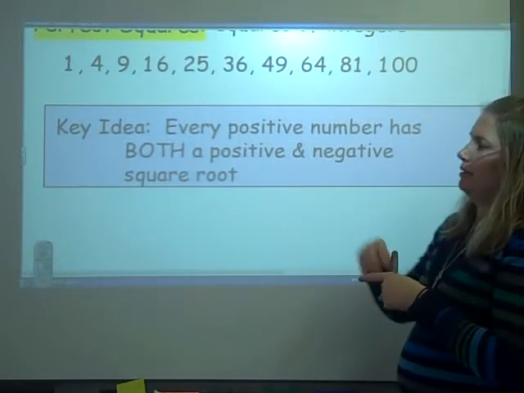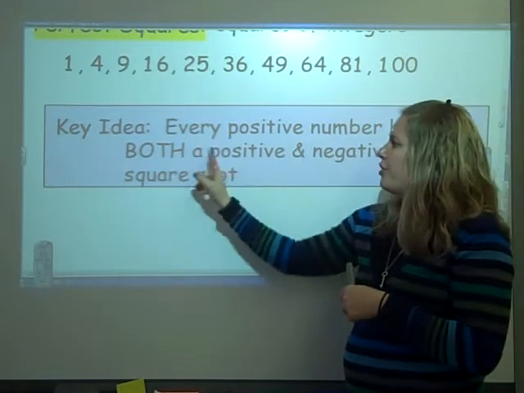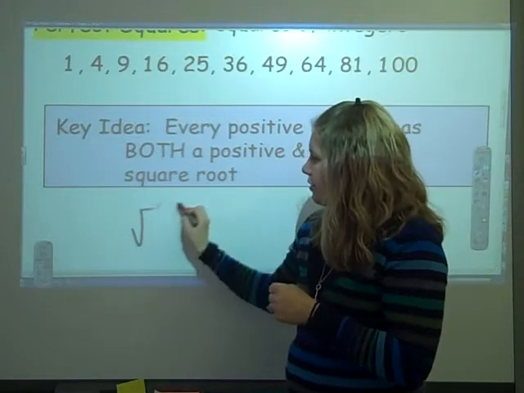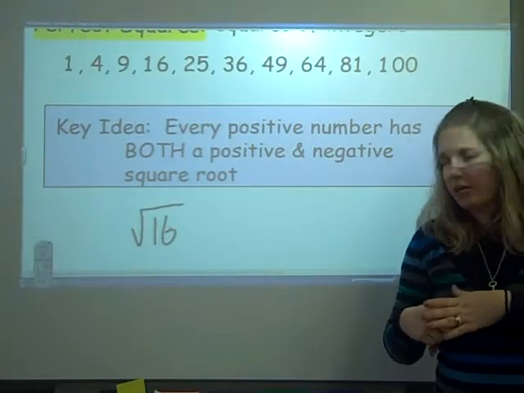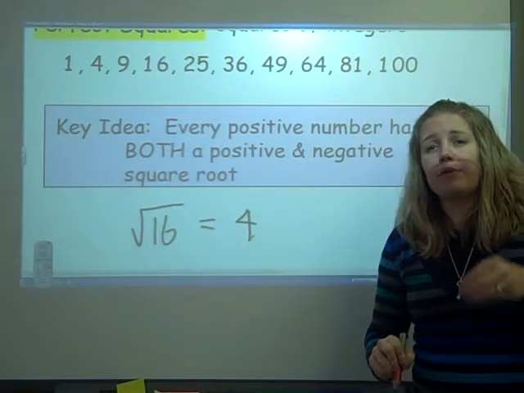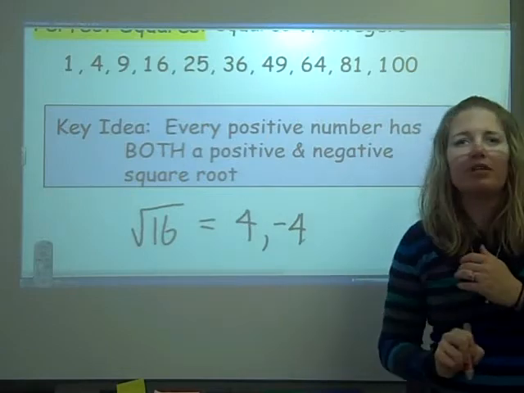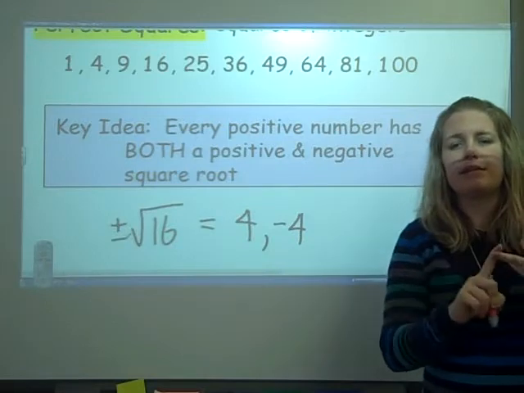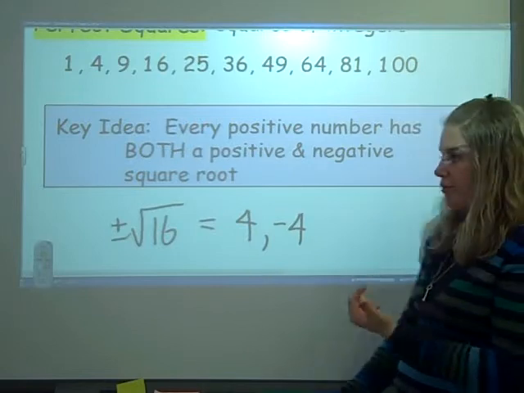Key idea, put a big star, highlight this. Every positive number has both a positive and a negative square root. What that means is if I was taking the square root of 16, I know that 4 times 4 equals 16. And I also know that negative 4 times negative 4 equals positive 16. Generally, when they ask for both answers, we will put a positive negative sign outside the radical, so you know we're looking for both the positive and the negative square root.